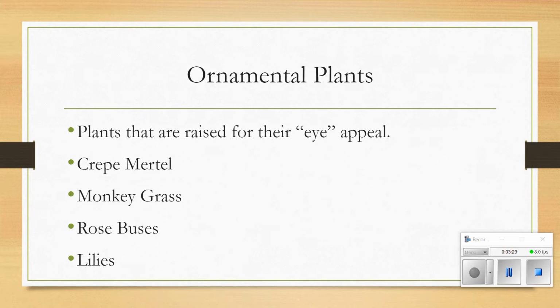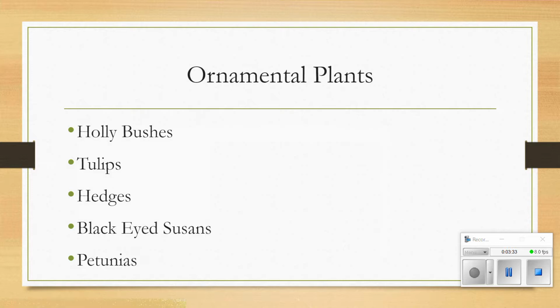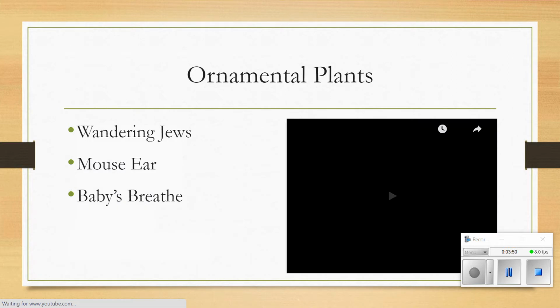Then you have your ornamental plants. These are plants that are raised for their eye appeal, to make the surrounding area more beautiful, like crepe myrtles, monkey grass, rose bushes, lilies, holly bushes, tulips, hedges, black-eyed Susan, petunias. Any flowers you could think of fall into ornamental plants. Even trees fall into ornamentals, and bushes. And even your yard, some grasses, you can throw that in there as ornamental. Makes your home or business look better.